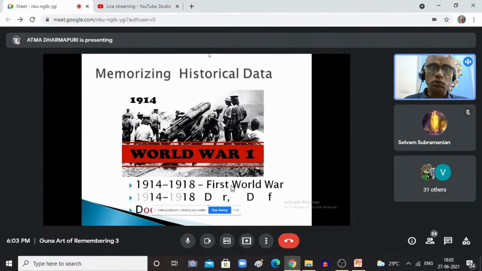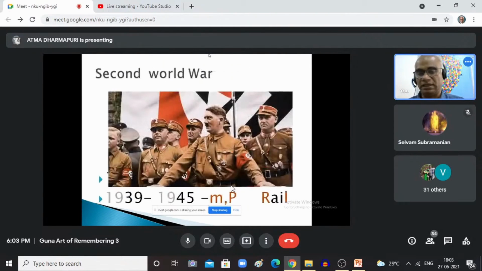The 14 comes to what happens. 14: 1 is D, 4 is R. So you can form a word door. And 18: 1 is D and 8 is F. So door, and the next one is deaf. So you can form a story: during the World War, the army bombed the doors, and all the people became deaf. So you will never forget 1914 to 1918. You will never forget if you form a story like this.